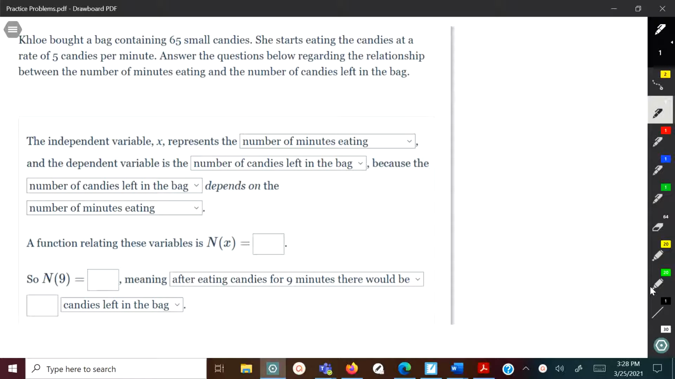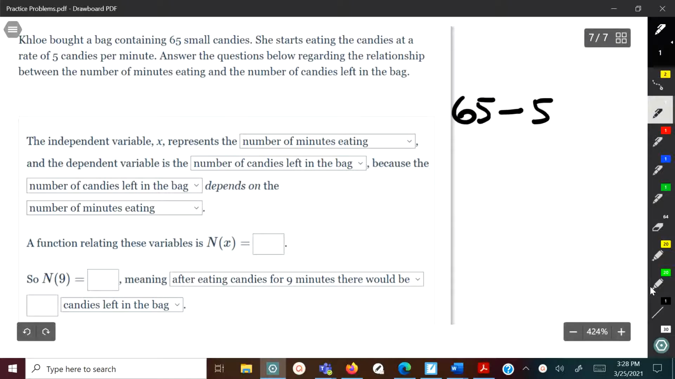All right. So the number of minutes eating and the number of candies left in the bag. Now, let's set up the function. The function is going to begin with 65, right? And instead of adding, we're going to subtract. How much are we subtracting? We're subtracting 5. And we're going to multiply that by the number of minutes it's been. We don't know what that is, so we put x to represent it. So that's our function, 65 minus 5x.